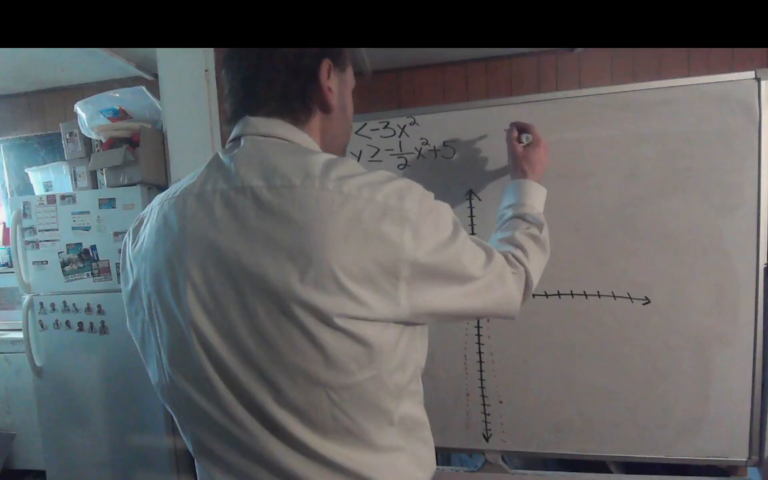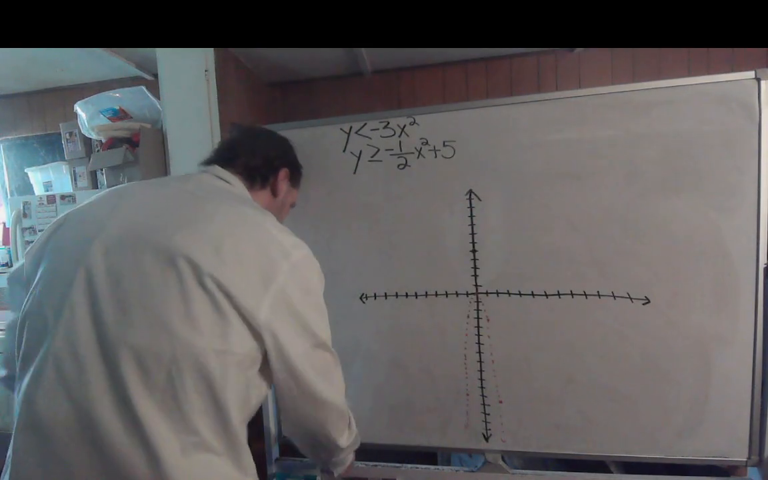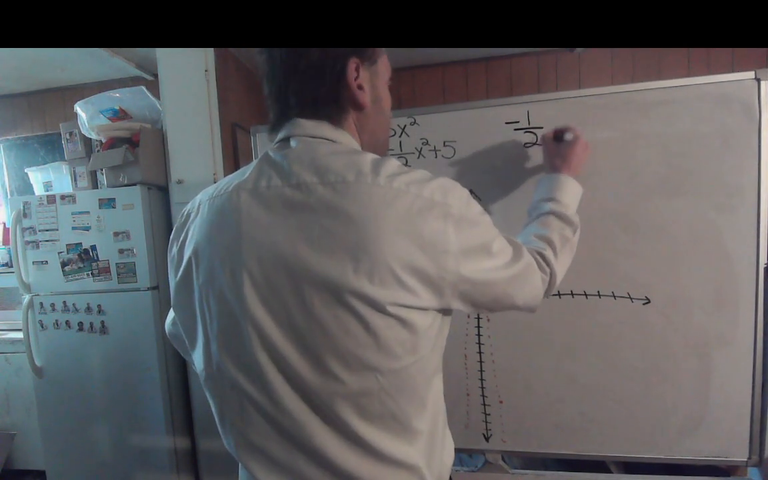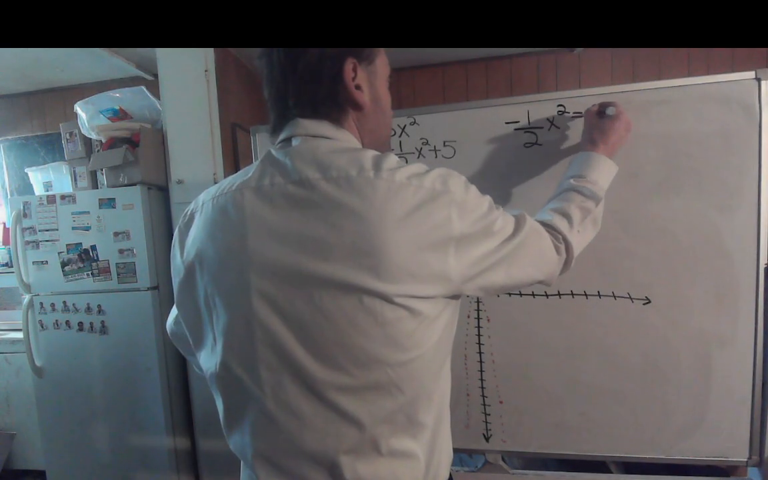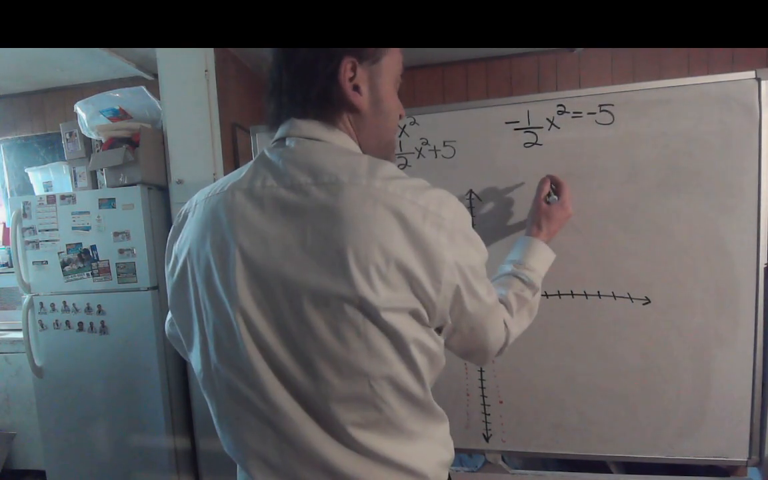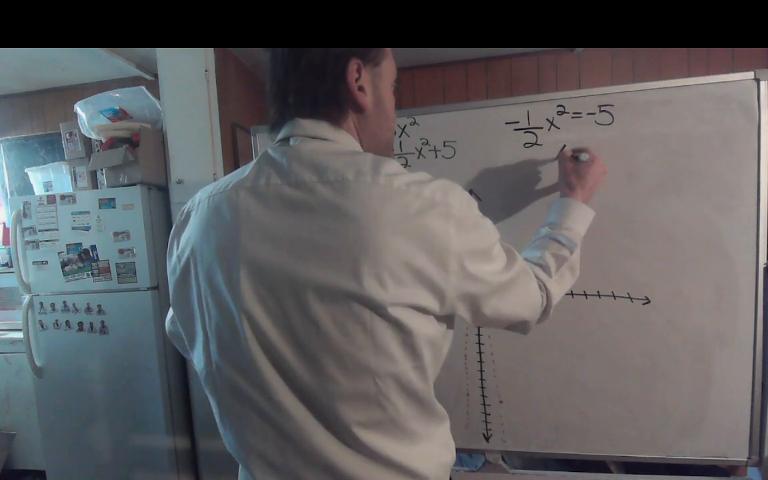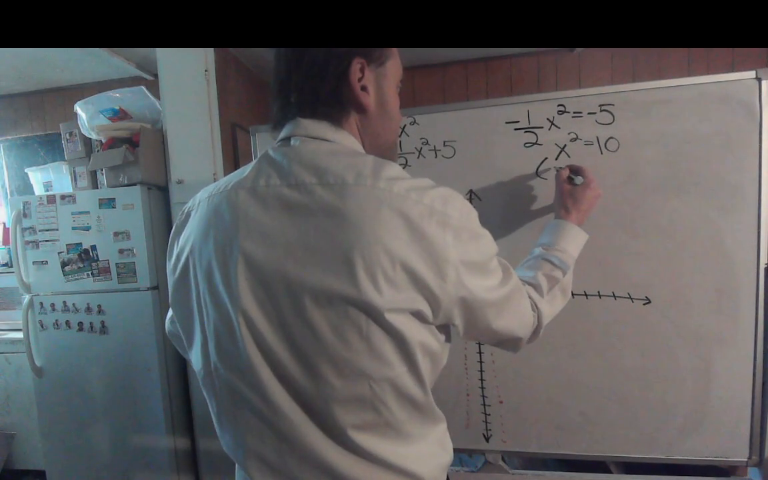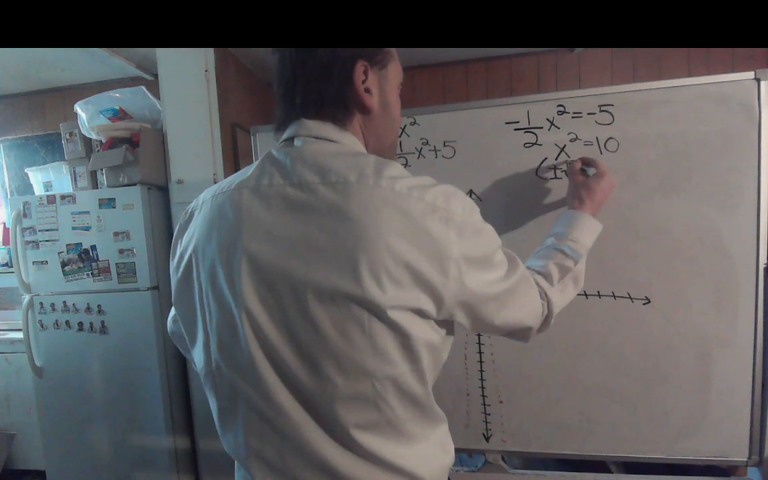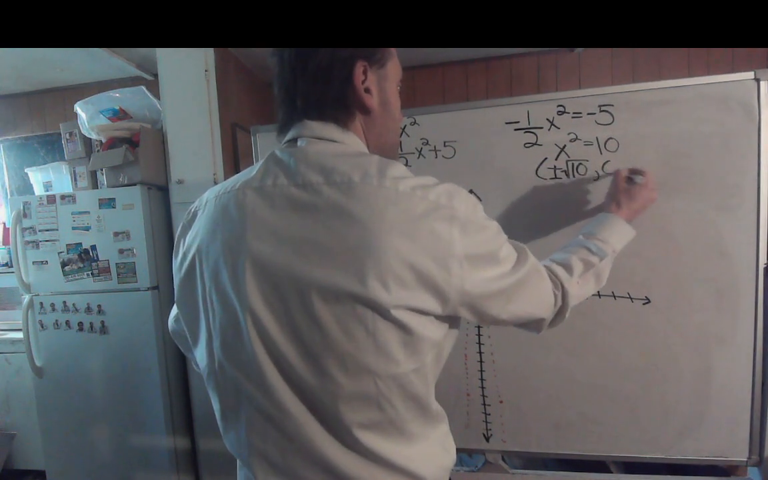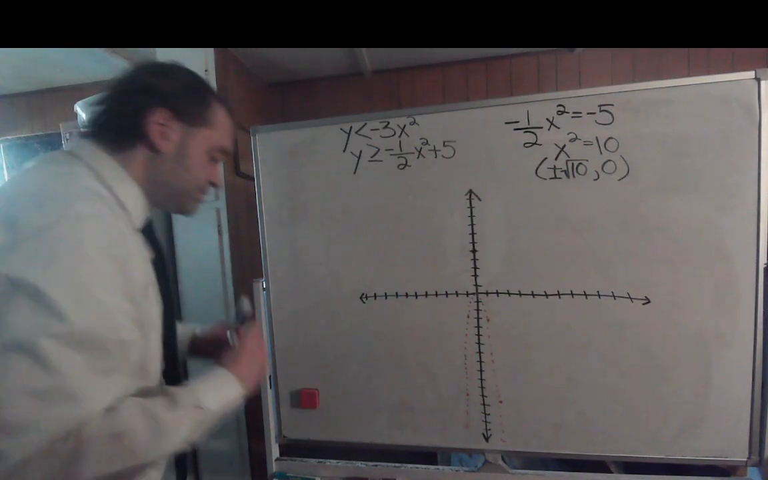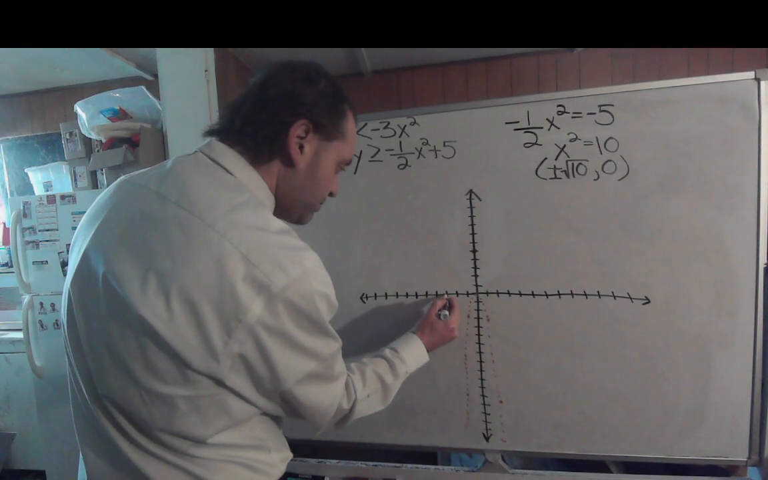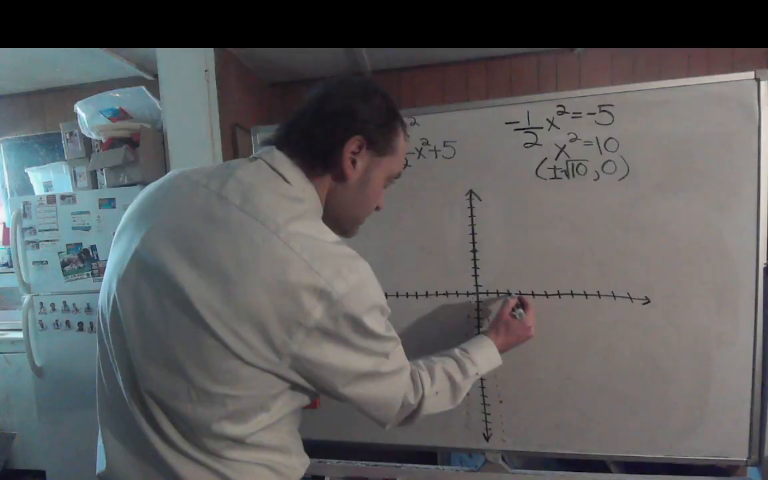So let's see, so negative half x squared would equal negative 5. Multiply both sides by negative 2. You would get x squared equals 10. Giving you x-intercepts at plus and minus the square root of 10, 0. So you'll have two x-intercepts. That would put you a little over 3. So a little less than negative 3 and then a little more than positive 3.